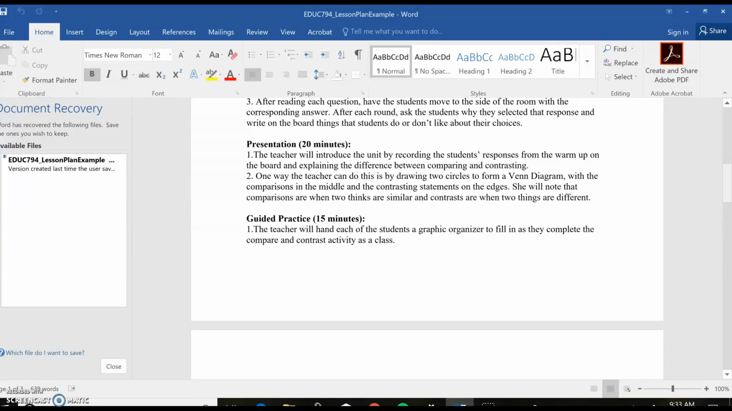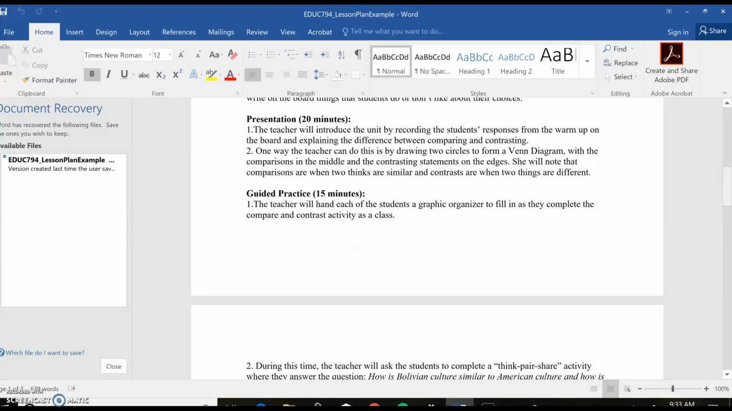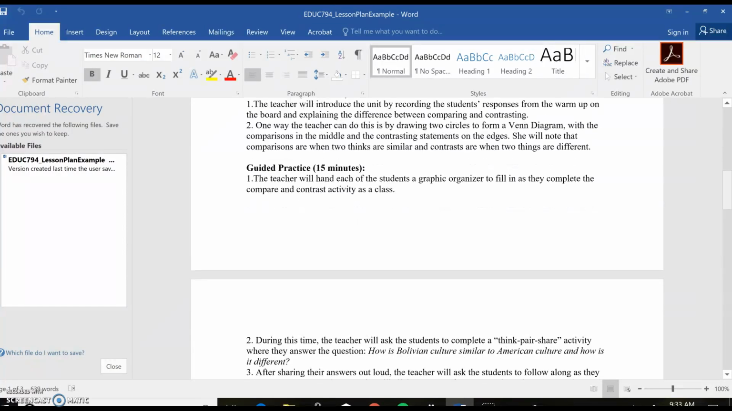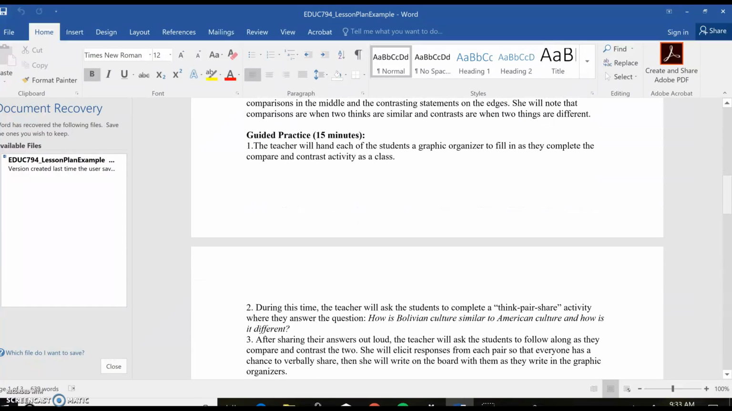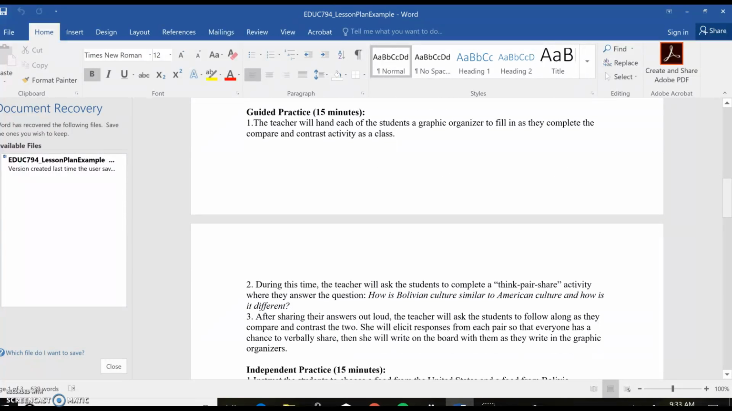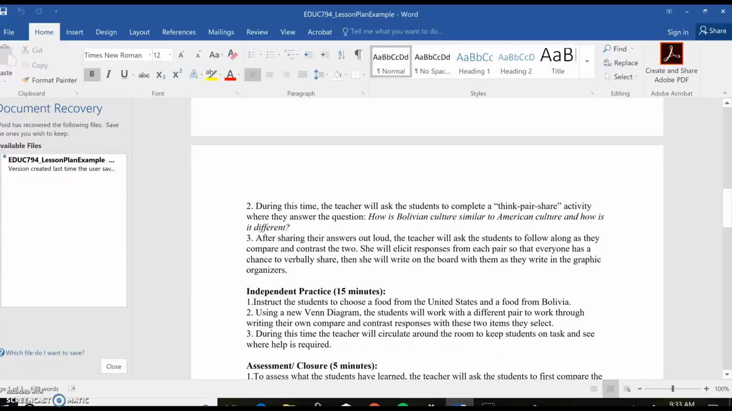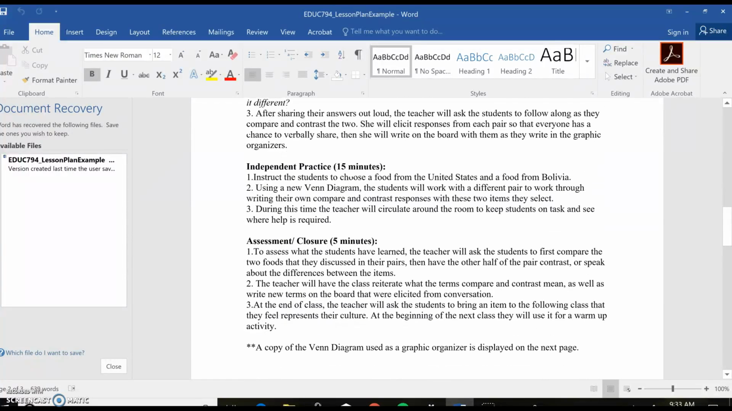The presentation is the I do piece of the lesson. So I would have the student or the teacher present what comparing and contrasting is using a Venn diagram. The guided practice is the we do part of the lesson. So the teacher will work with the students together to write down what the similarities and differences between a Bolivian and American culture are. And then independent practice is the you do piece. So I do, we do, and you do for all of the lessons that I create.